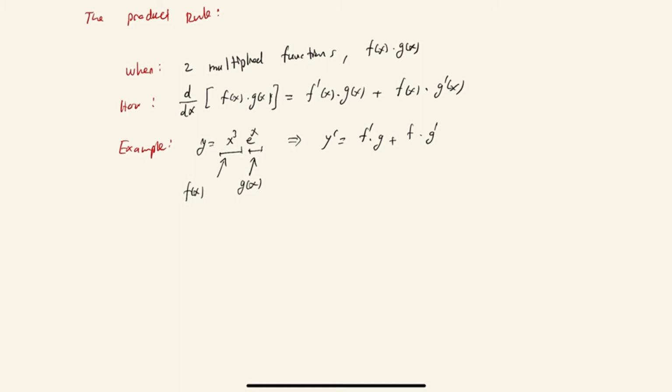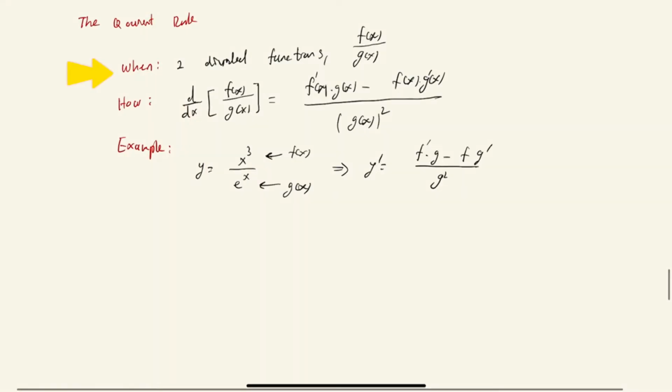The first function is f of x, and that is x cubed. And the second function is g of x, and that is e to the x. And then the derivative y prime is equal to f prime multiplied by g, plus f multiplied by g prime.